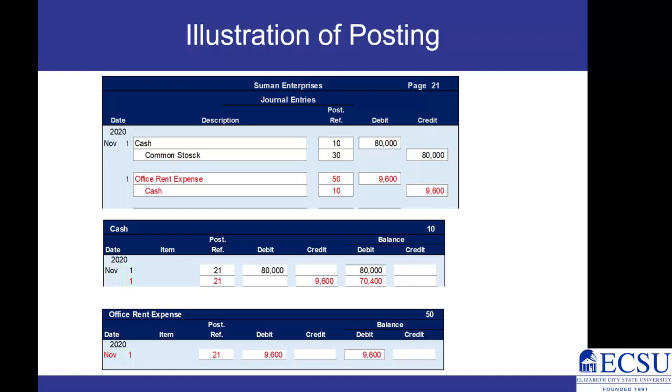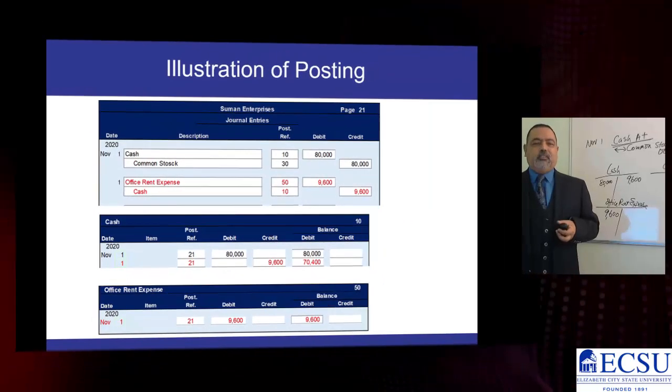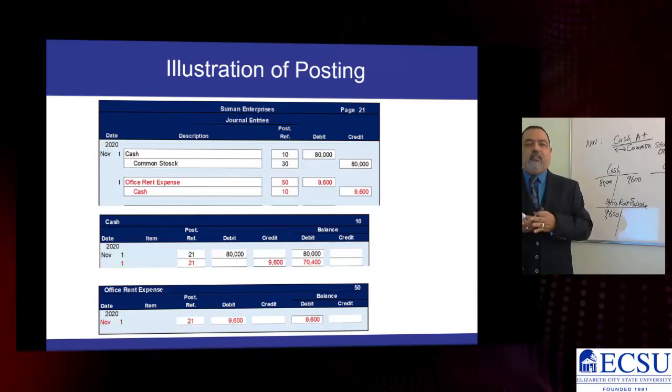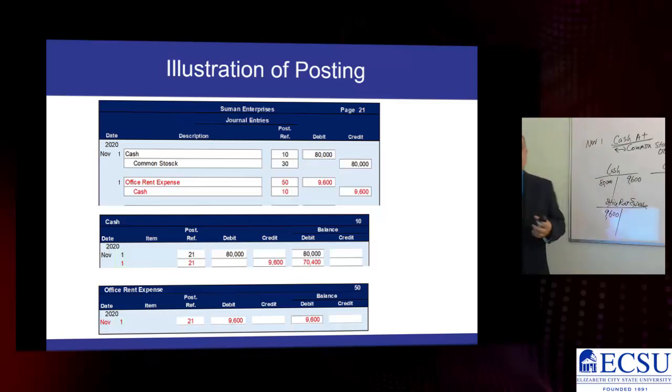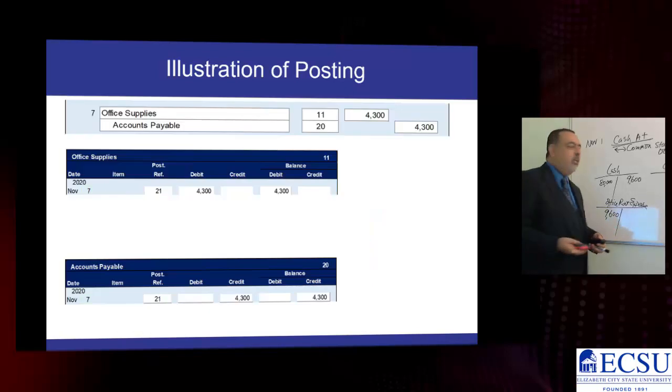Cash is credit. I already have a cash account, so this is going to be 9,600 on the credit side. Now our balance in cash has gone down from 80,000 to 70,400 because I have used 9,600 in cash. That's what you see posted in the cash account and on the debit side of the rent expense account. So that's how we do the posting for the second transaction.